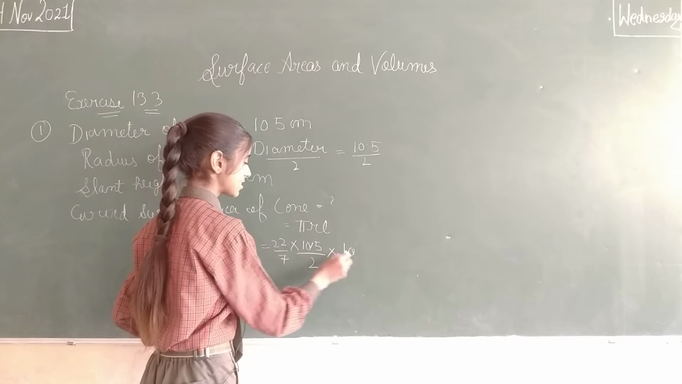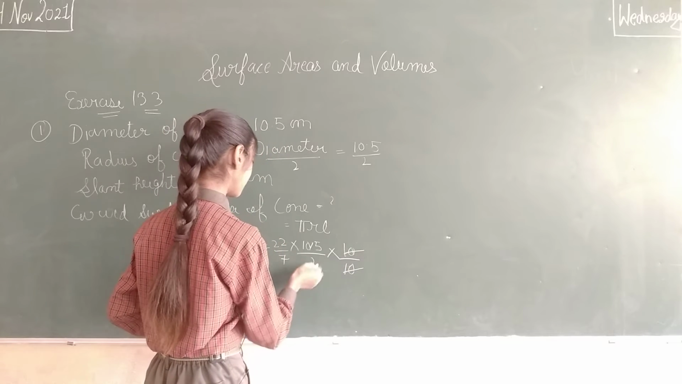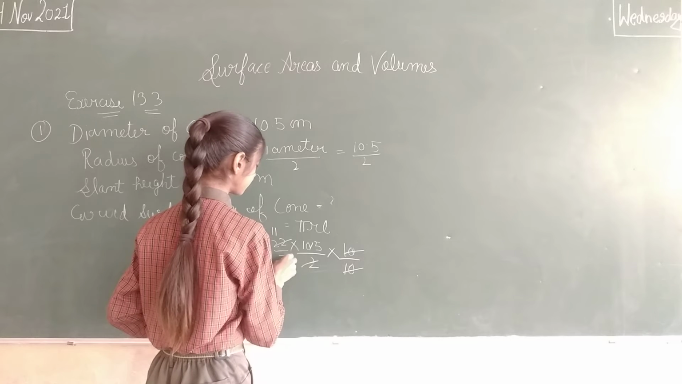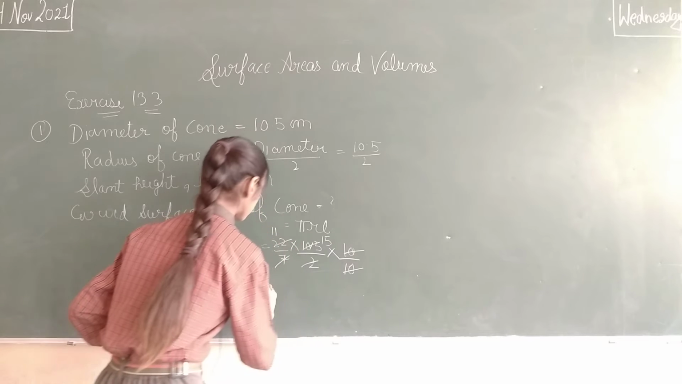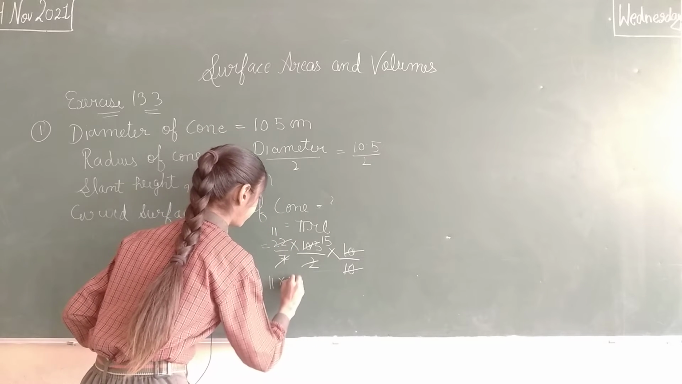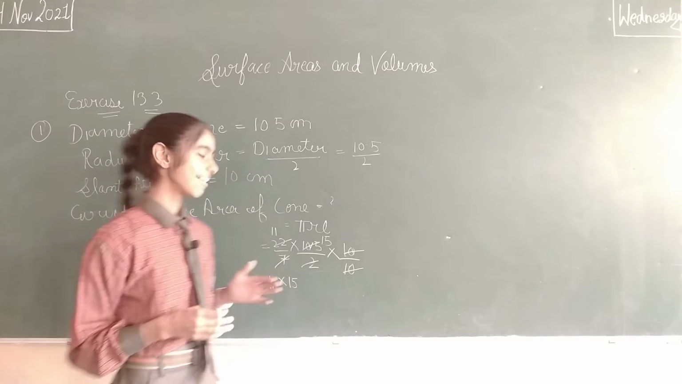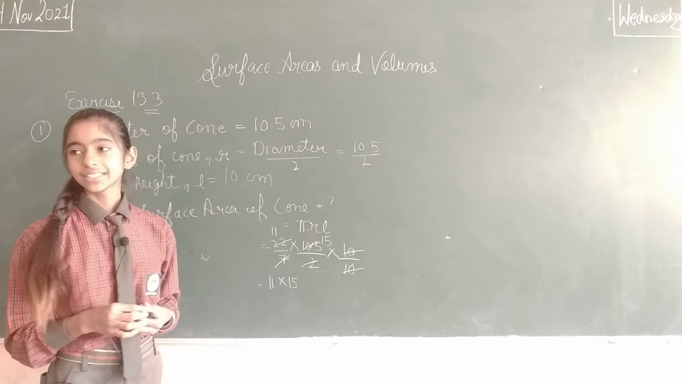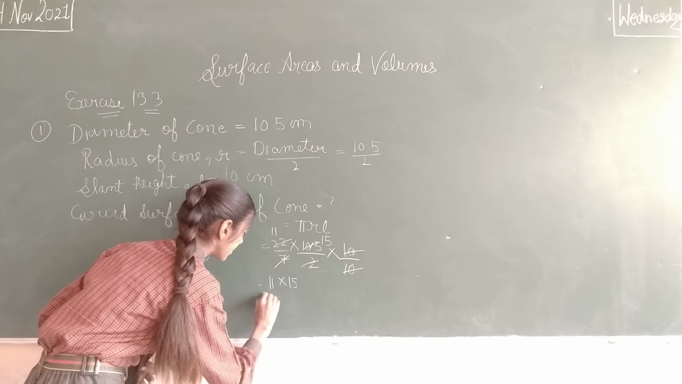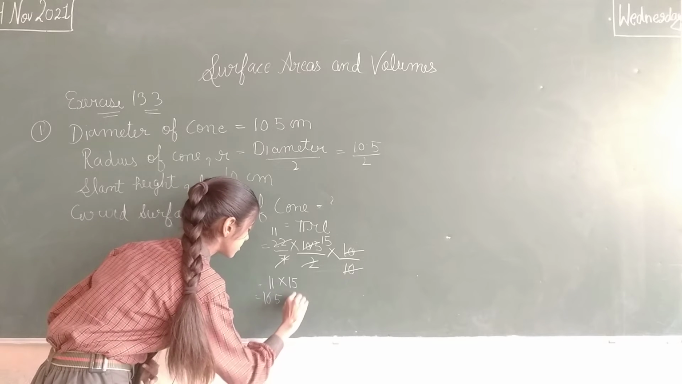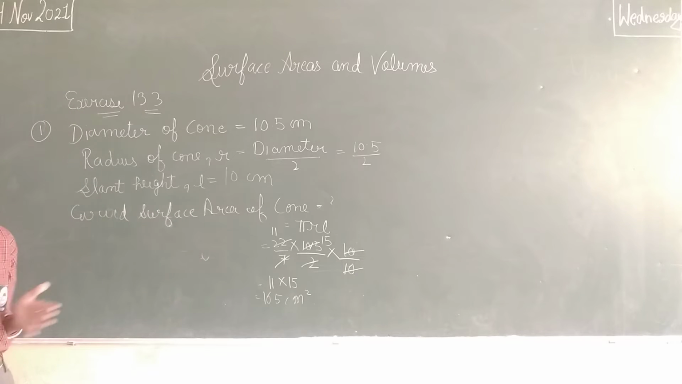So we have to cut this decimal, and after cutting this decimal we will replace 10. So 11 multiply 15. Anybody know the calculation of 11 multiply 15? Yes, Himani, 165. So our answer is 165 centimeter square. So it is our first question from exercise 13.3.